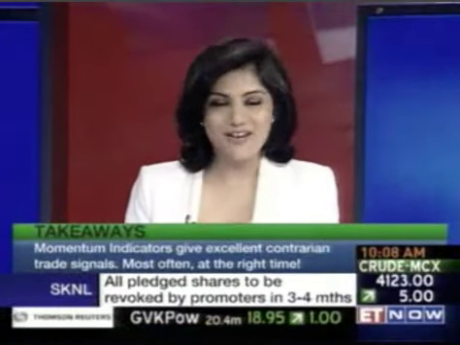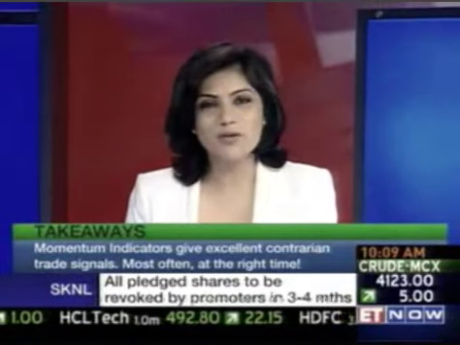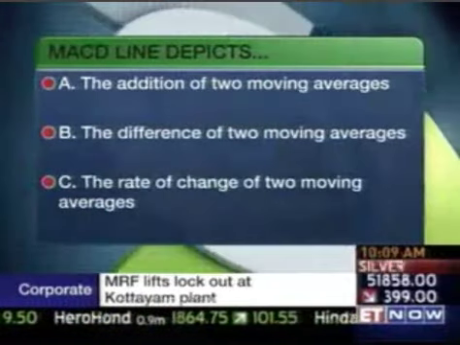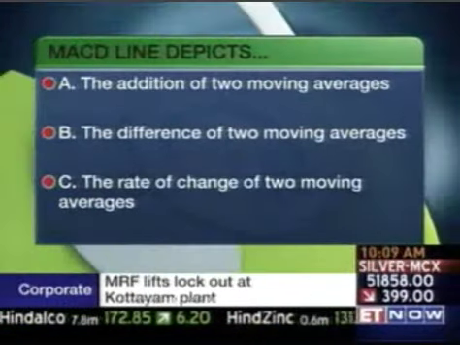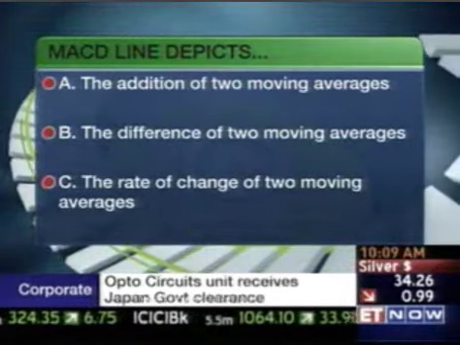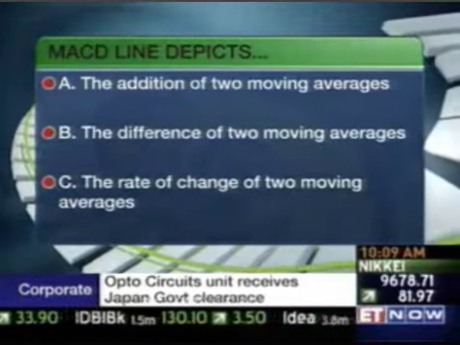Time now for a short break, but let's see what you remember of what we discussed last time, and that was about the moving average convergence divergence line. So here's an easy quiz for you. I'm sure you will all get it. MACD is the line that depicts, and you have a couple of options out here. You need to pick the right one. MACD depicts either A, the addition of two moving averages, B, the difference of two moving averages, or C, the rate of change of two moving averages. So that's three options for you. Figure out which is the right one, and we'll tell you the answer when we come back after this.